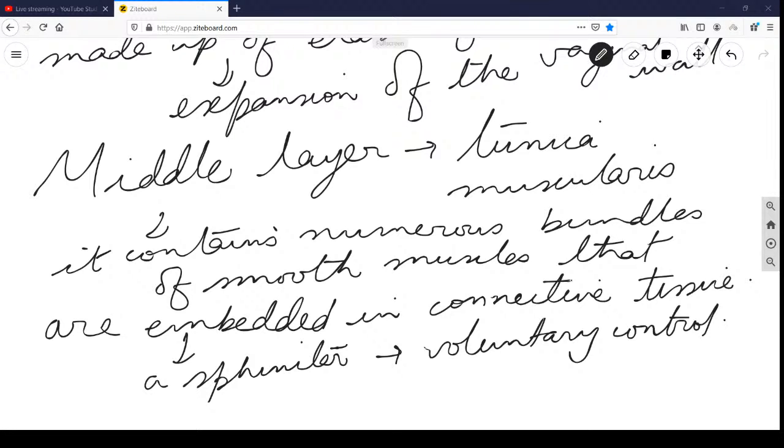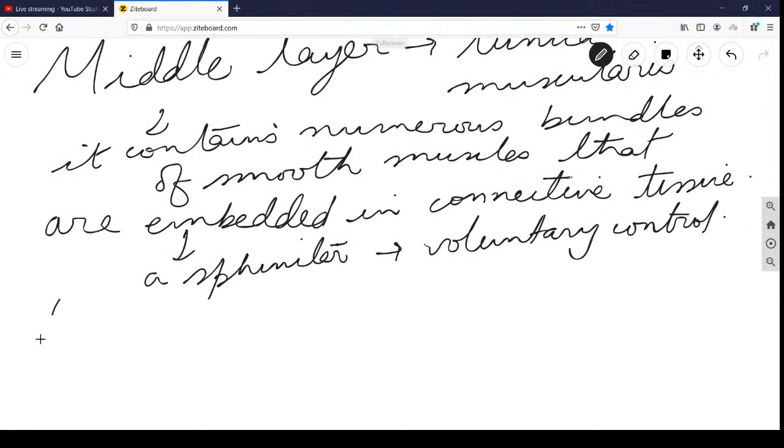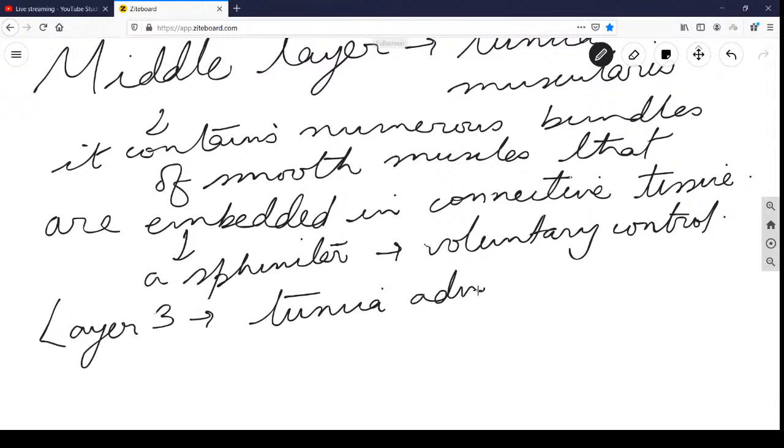Now the tunica muscularis is surrounded by the outermost layer, which is a very thin layer known as the tunica adventitia. That is layer number 3, the tunica adventitia.